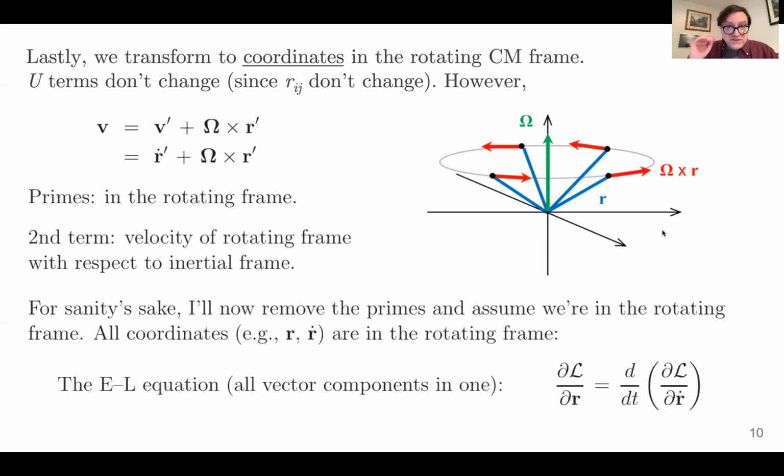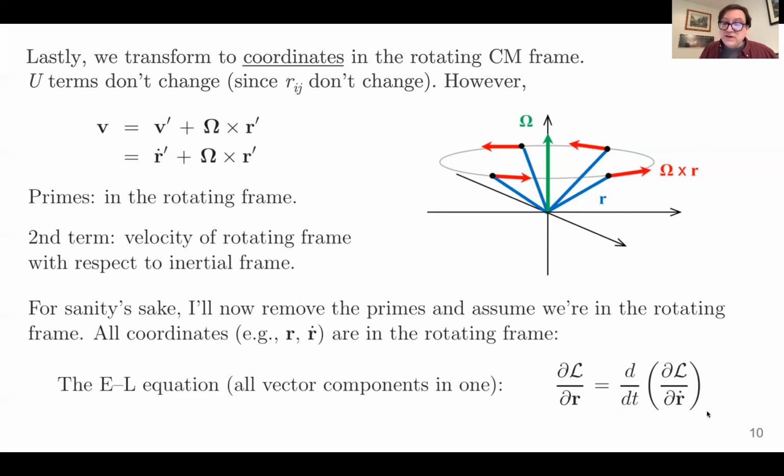Now, at this point in the derivation, I'm going to pull a trick and basically remove all the primes from the rotating frame coordinates, because if we're going to be operating in the rotating frame, let's just choose that frame for our simpler unprimed coordinates. So at this point, all of our r's and r dots are going to refer to these rotating frame coordinates, but we're going to call them just r and r dot. And then we'll write the Euler-Lagrange equation to get our equation of motion. And we can do it all in one go here.